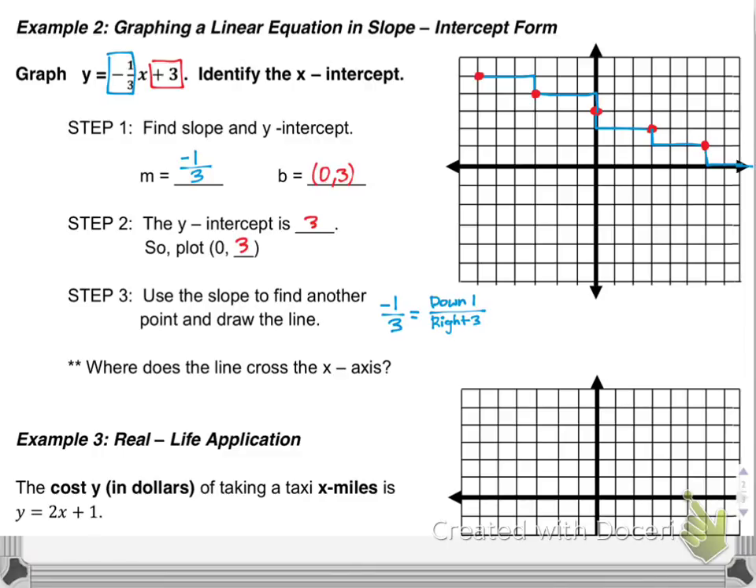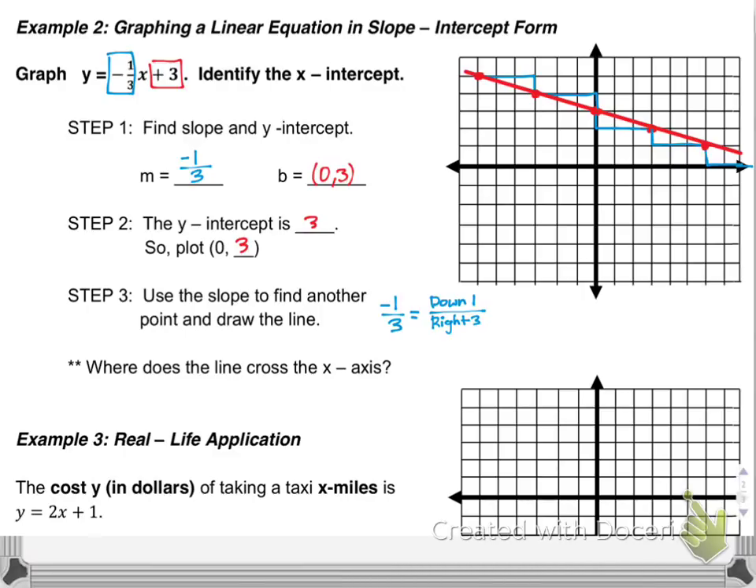Now what I'm going to do is take a nice little ruler, and I'm going to try my best to draw a straight line. Well, that's my best attempt right there. Now this line is representing the equation y equals -1/3 x plus 3.